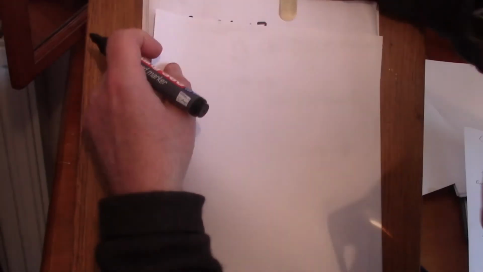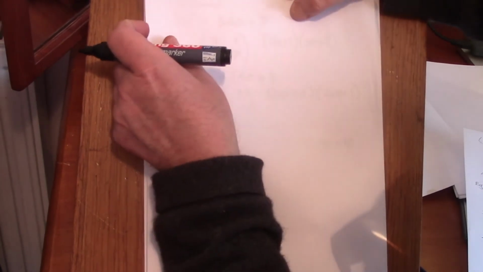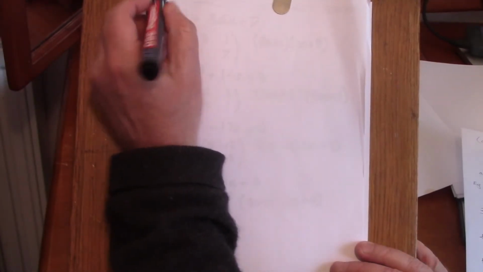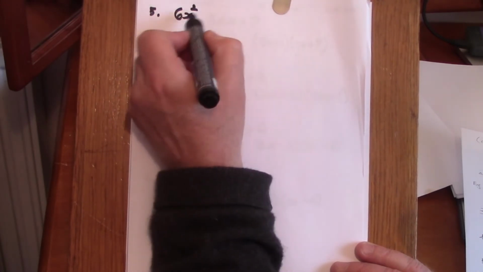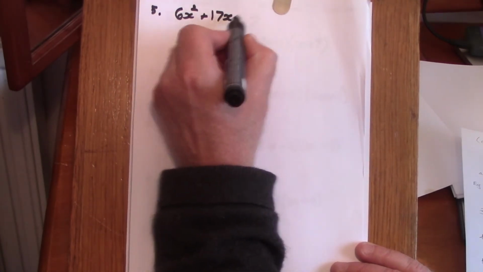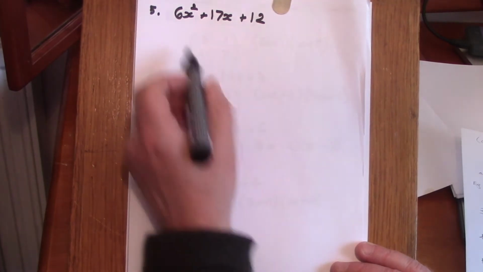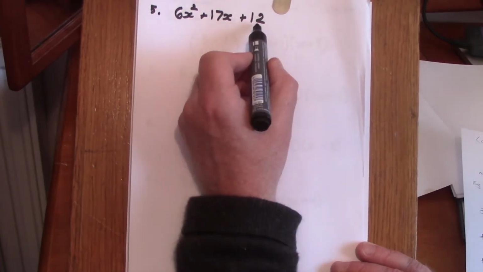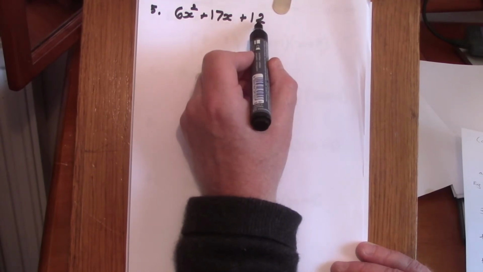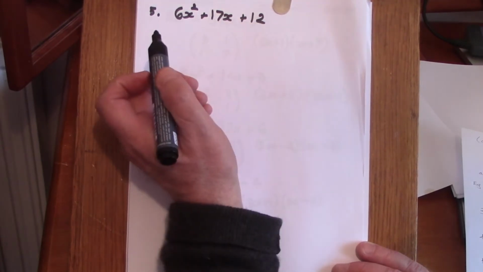The next example, example 5, slightly harder, is 6x squared plus 17x plus 12. Now this is harder because 6 has 2 pairs of factors and 12 has 3. It's got 1 and 12, 2 and 6 and 3 and 4.